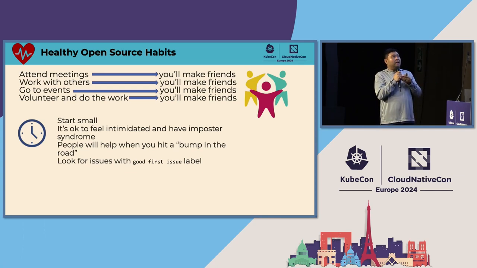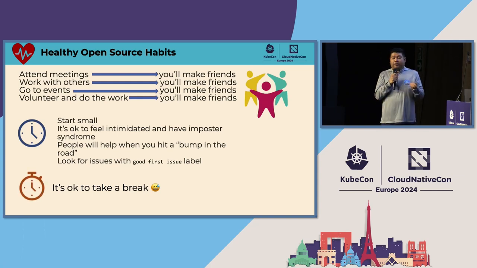And look also for issues. We have a good first issue label. If you're looking for places to get started, you can look at our issues and filter by the good first issue label. It's also okay to take a break. I can speak for myself, I say yes to many things, but I should stop, and it's okay to take a break. I've made great friends here, my fellow co-chairs, and we always back each other up. So it's great to take a break, and it's okay because there are other folks that will help you when you do.